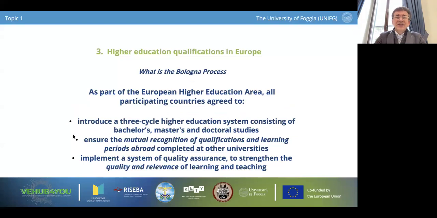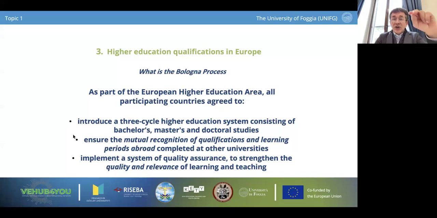What is the Bologna process? As part of the European Higher Education Area, all participating countries agreed to introduce a three-cycle higher education system consisting of bachelor's, master's, and doctoral studies, ensure the mutual recognition of qualifications and learning periods abroad completed at other universities, and implement a system of quality assurance to strengthen the quality and relevance of learning and teaching.